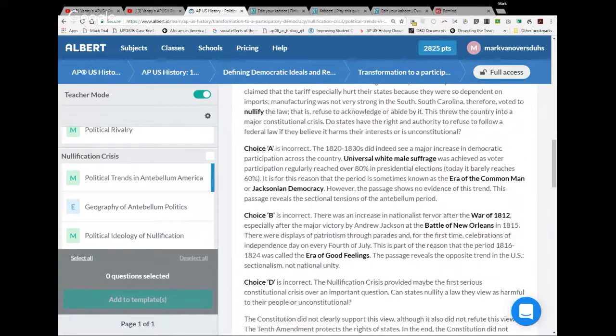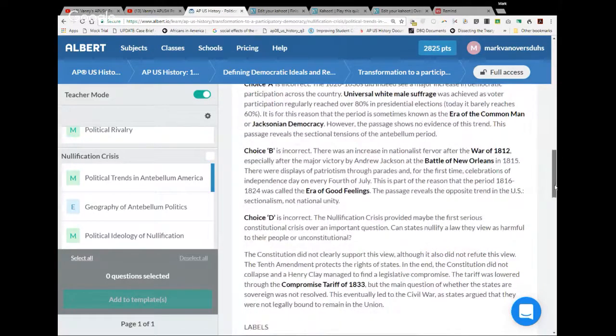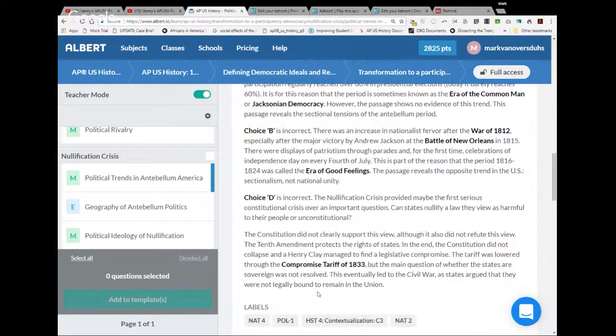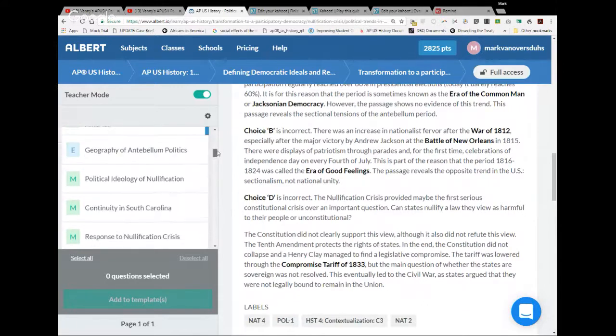If you look here, here's what you guys just said. This gives you some explanation as to why A, B, and D are incorrect. And then down here it talks about the Constitution doesn't support the view, but it doesn't refute the view, which is why this is a constitutional crisis. And the 10th Amendment does protect the right of states, but the Constitution didn't collapse. Henry Clay figured out the compromise. The world was saved. But the question of this one, whether the states are sovereign, in other words, whether the states can determine the constitutionality of a law, is not settled. And of course, that will be the question that comes down to the Civil War: are they legally bound to remain in the Union? So nicely said and done there.